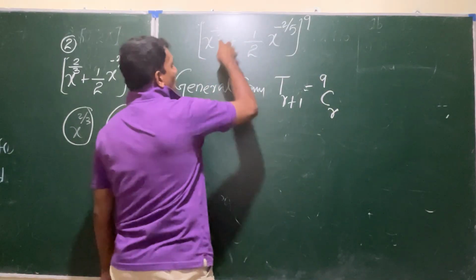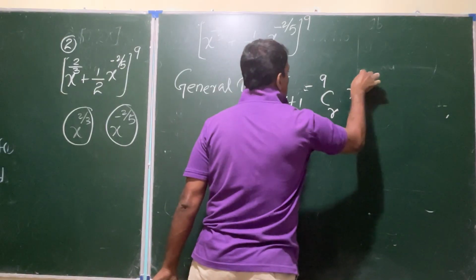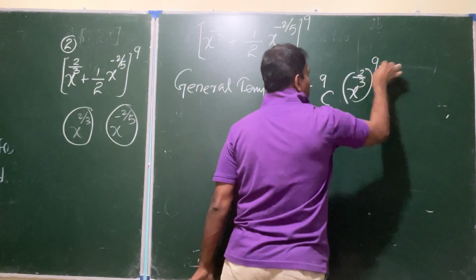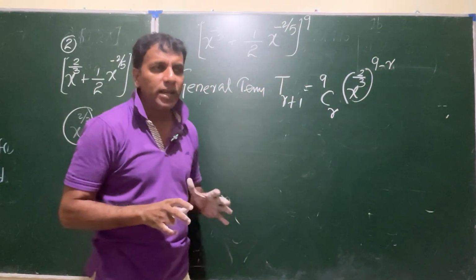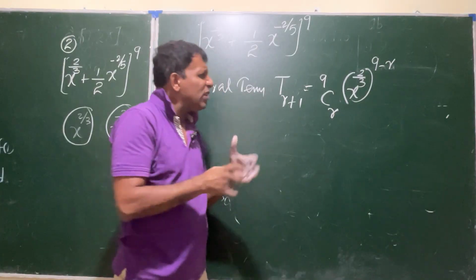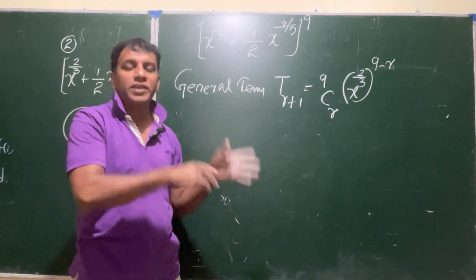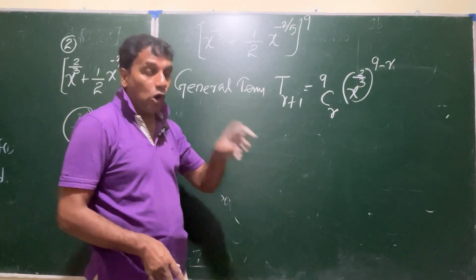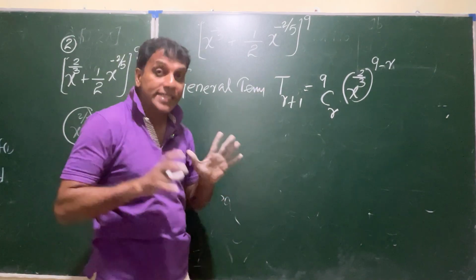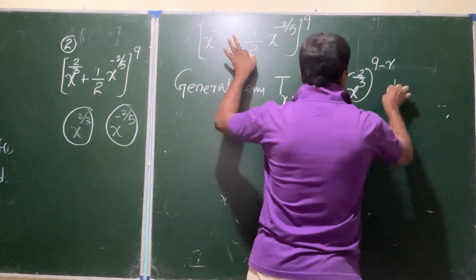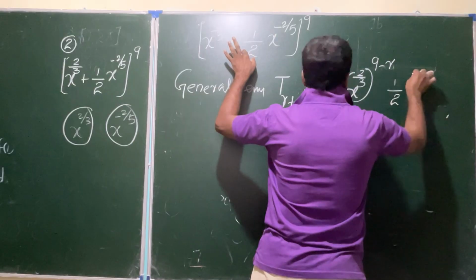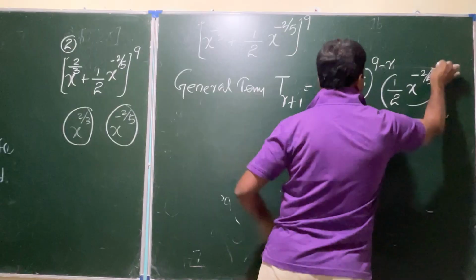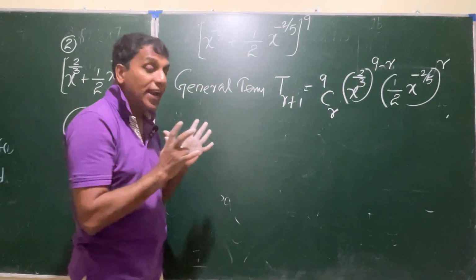9Cr, and x to the power 2/3 completely to the power 9 minus r. If you have not completed this binomial lesson, no matter, note clearly and follow my explanation, then you will know something about this in future, for any type of binomial theorem term questions or coefficient problems. Try to write the general term, right? And next one, half into x to the power minus 2 over 5 to the power r, okay?